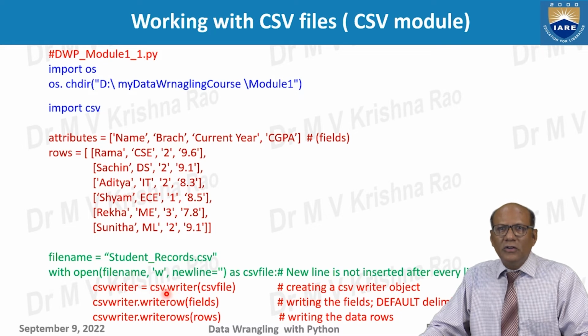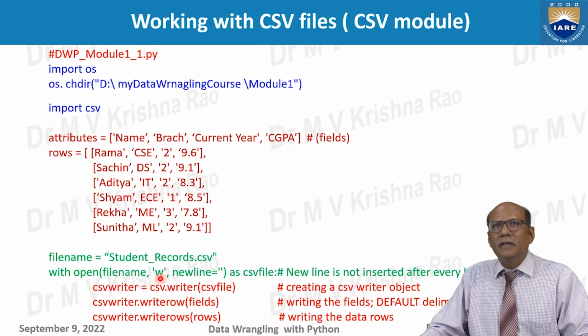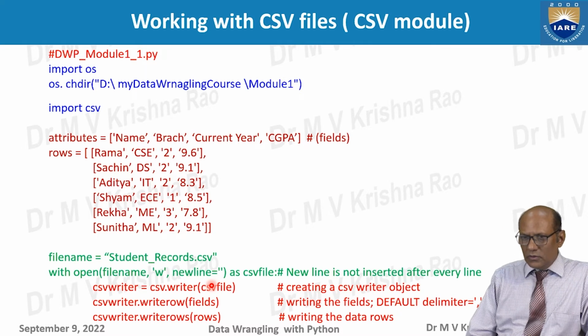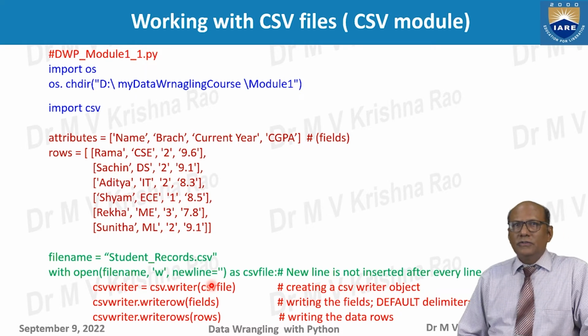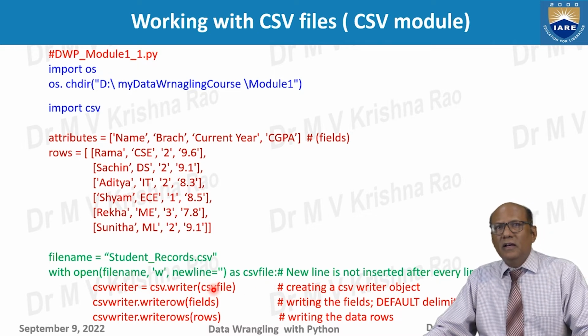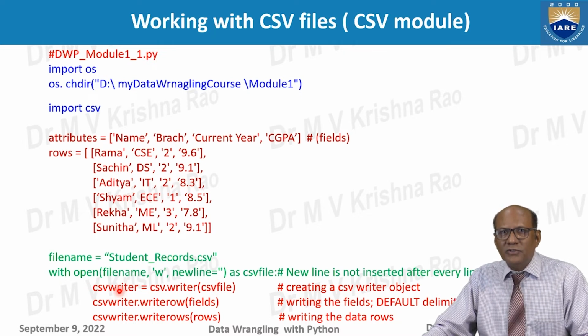So what is this module? The CSV module, dot writer. You have to use this function or method, taking the file pointer as the input argument. Then you have generated the CSV writer object here, and in the writer object you have another method, that is dot writerow.